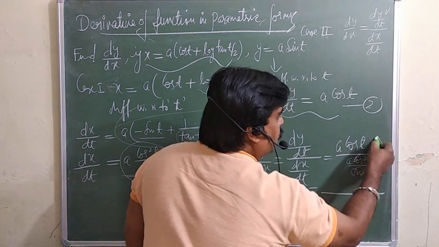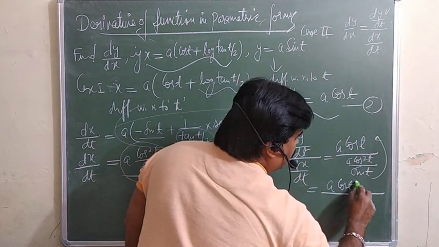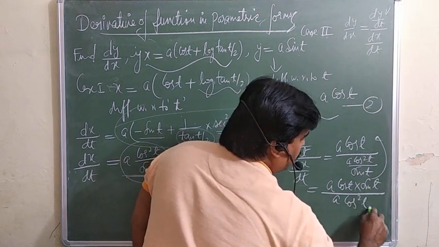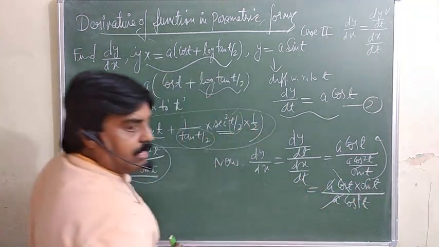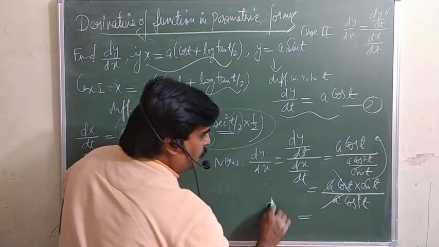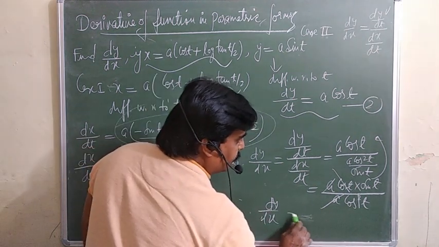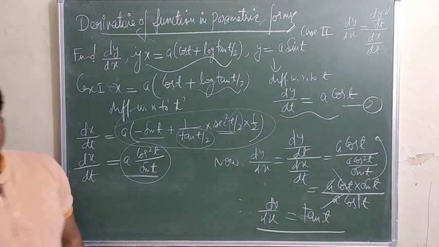If you solve this one, what will happen? The sin t will go in the numerator, so you will get a cos t into sin t over a cos square t. a cancels, one cos cancels, so you will get sin t over cos t. Therefore you will get dy over dx is equal to, what is this? This can be written as tan t. Have a look.